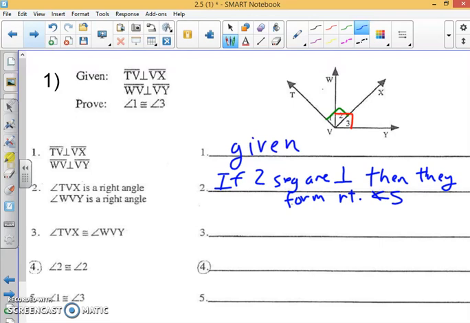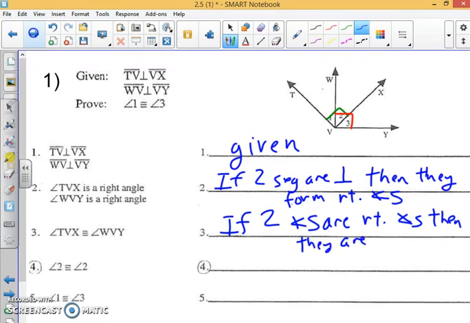Okay, so now we have that TVX and WVY are right angles. We want to say that they are congruent. Well, if two angles are right angles, they are congruent. That is our reason. If two angles are right angles, then they are congruent. So we've now shown that our two right angles are congruent.